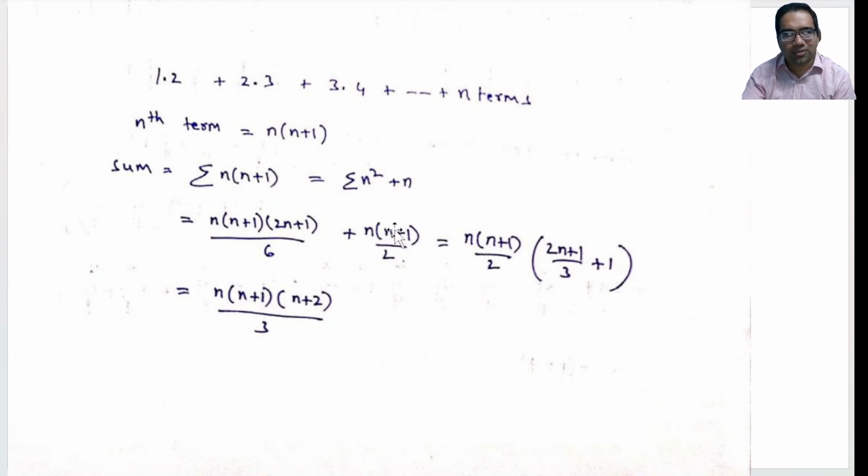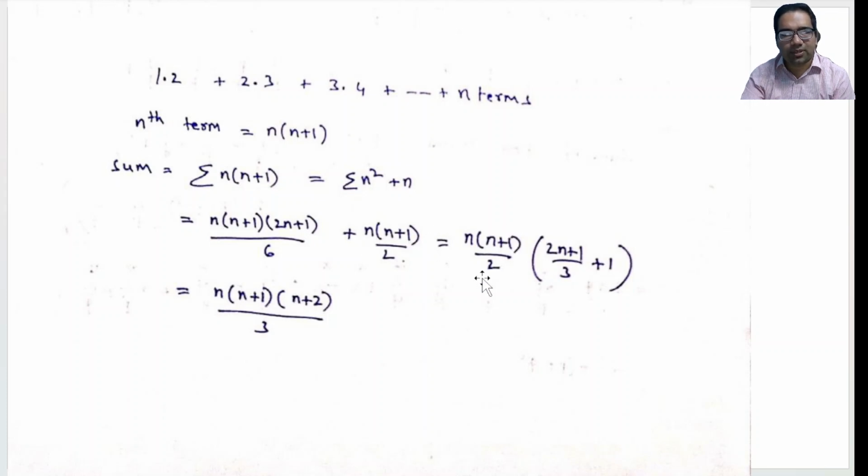Similarly, we have also proved this. Sum of n is n into n plus 1 by 2. So the total sum is the sum of this plus this, which becomes n into n plus 1 by 2. We are taking that common. So here we will be left with 2n plus 1 by 3, and here we will be left with nothing, right? You'll be left with 1 only.